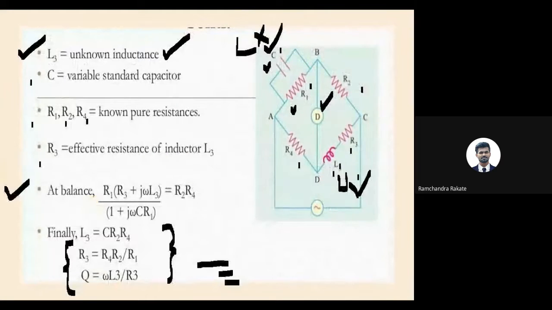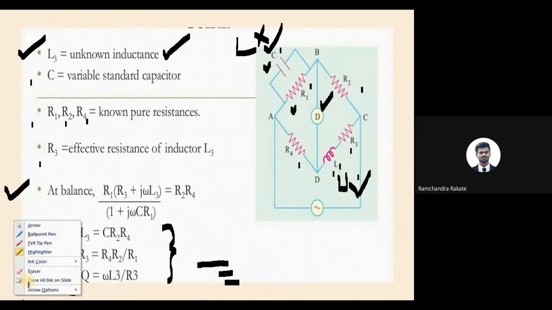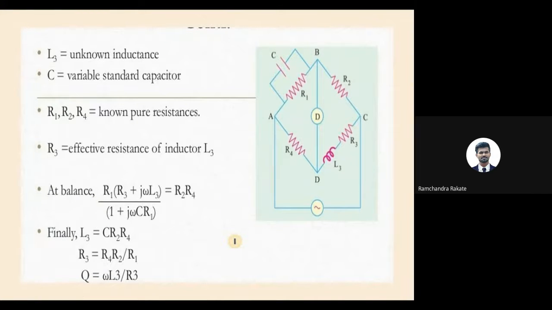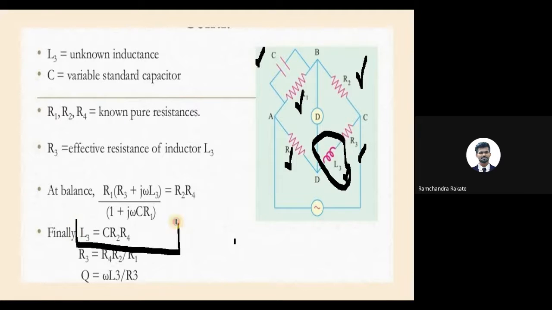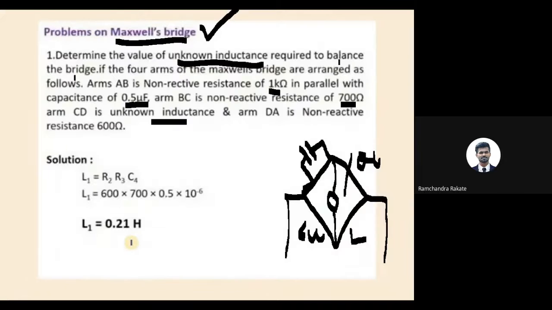Capacitance is given, resistances are given, and the inductance is what we need to find out. The resistance values and the capacitance are given. So what is the formula? L is equal to C into your non-inductive resistances. Yes, L is equal to C into your non-inductive resistances.